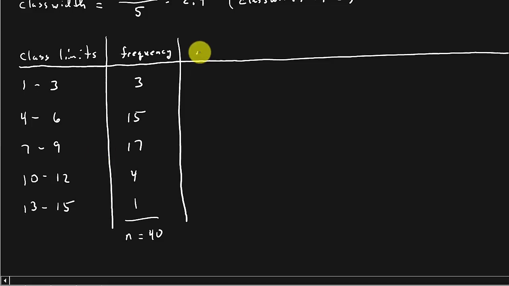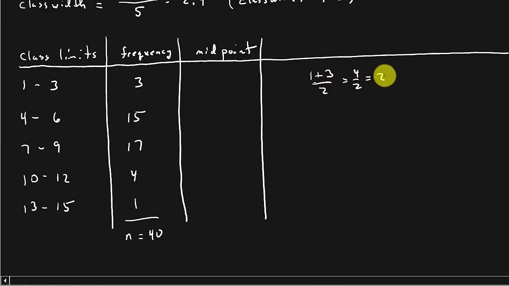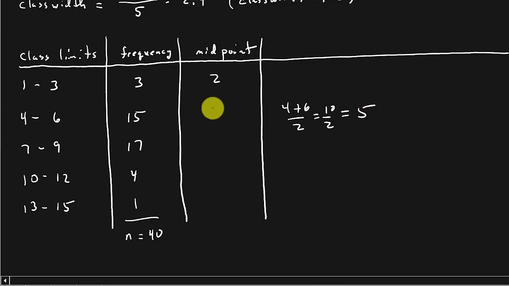All right, so now let's do the midpoint. All right, so the midpoint, well, that's 1 plus 3 is 4. Let me write it down here. 1 plus 3 divided by 2, so that's 4 over 2, which equals 2. So that's the midpoint there. And now for the next one, that's going to be 4 plus 6 over 2, which is 10 over 2, which equals 5. Okay. And then 7 plus 9 is 16. 16 divided by 2 is 8. 10 plus 12 is 22. 22 divided by 2 is 11. And 13 plus 15, that is 28. 28 divided by 2 is 14. So there's your midpoints.